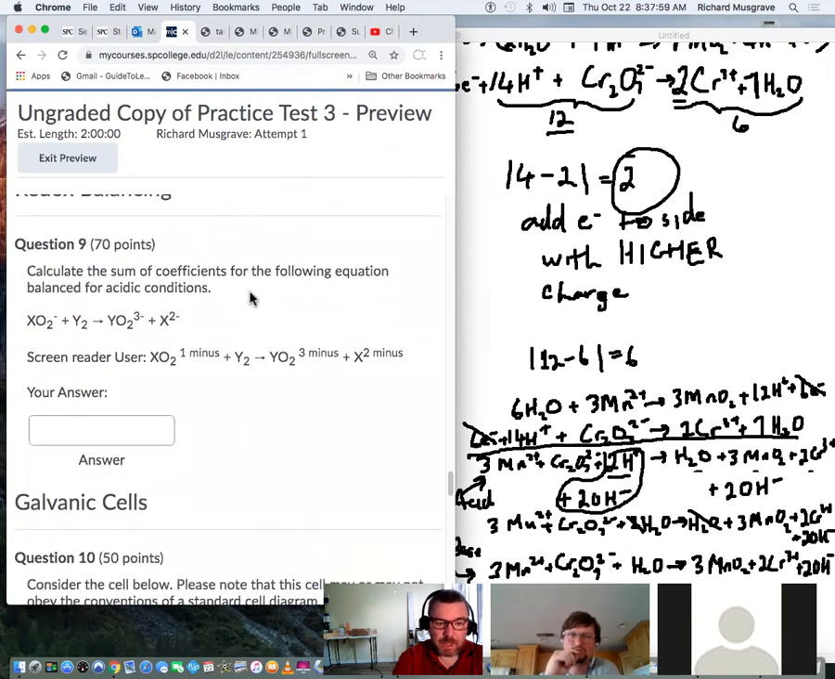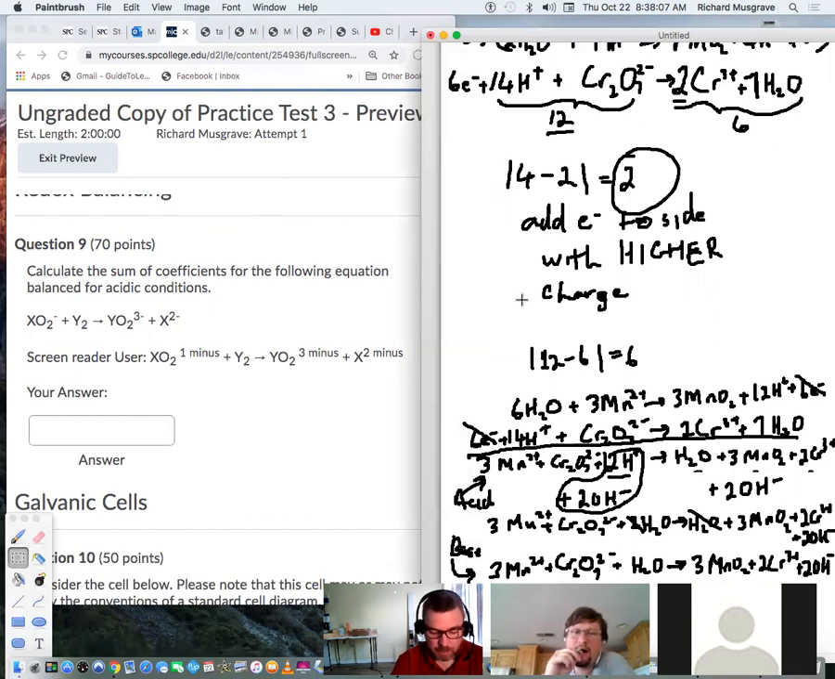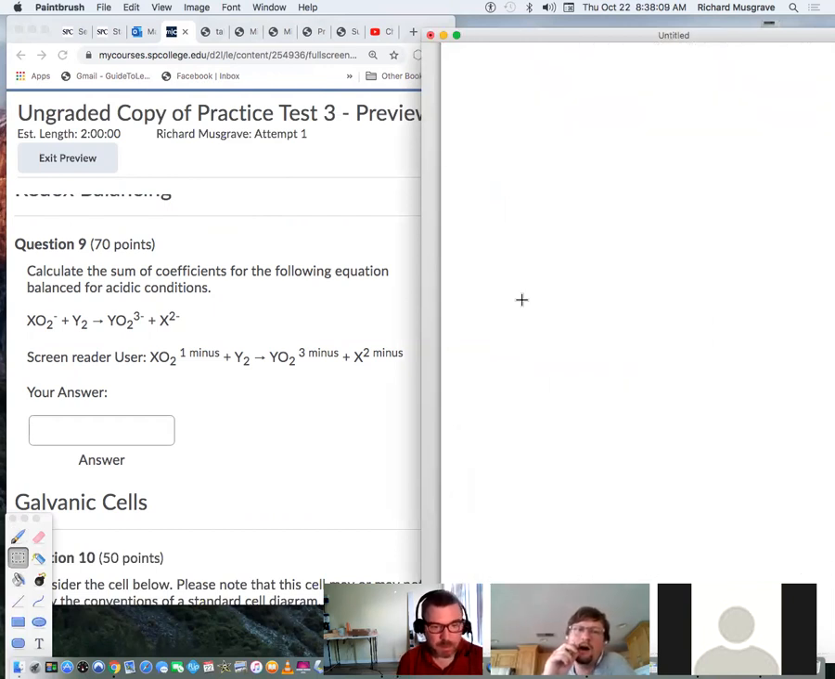So they look a little bit nastier because I don't use real elements, I use X's and Y's. So it's X and Y that are being oxidized and reduced here. I'm going to do an example here. And what we're looking for here is the sum of the coefficients. So I'll show you what that looks like. If you weren't sure about how to proceed with this, I do have a video that shows you how to handle question 9.